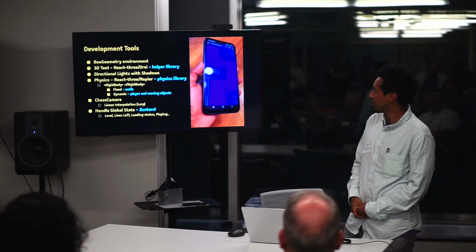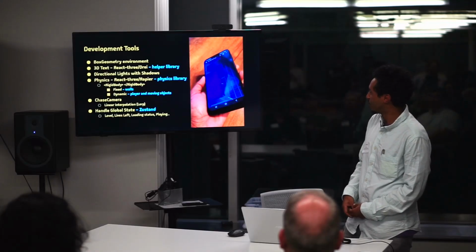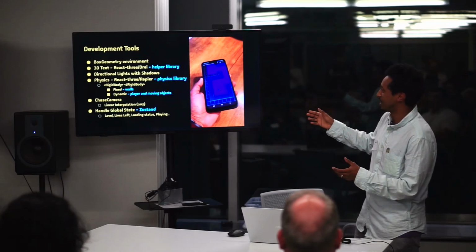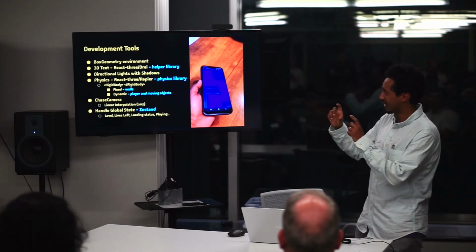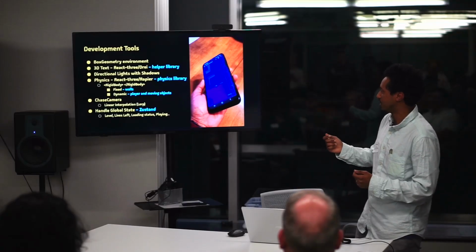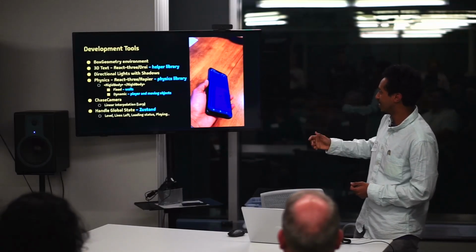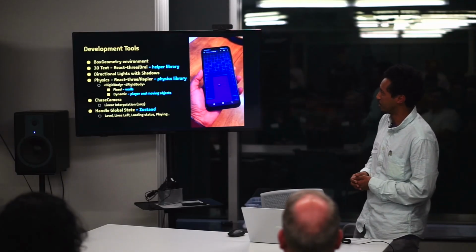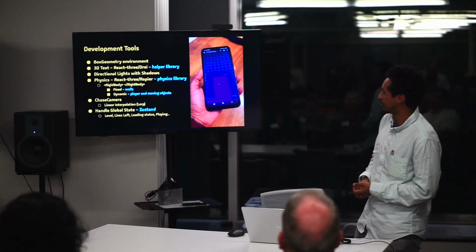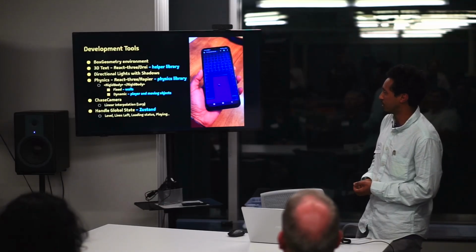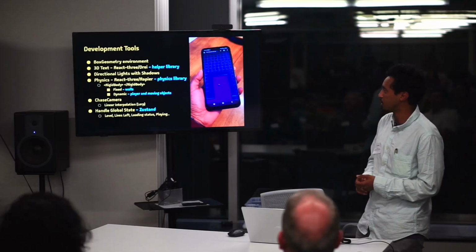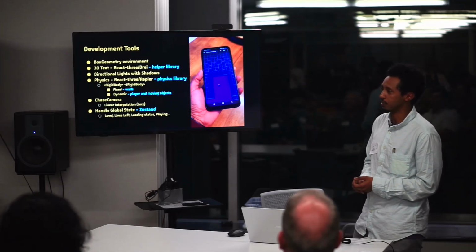To talk more about the development process, the environment is made using box geometry. You give it an X, Y, and Z, and all the walls and the floor are made with box geometry. I used a 3D helper library for the 3D text in the game, and also directional lights with shadows, and a really cool physics library called React Three Rapier, which is a physics library for React and Three.js.